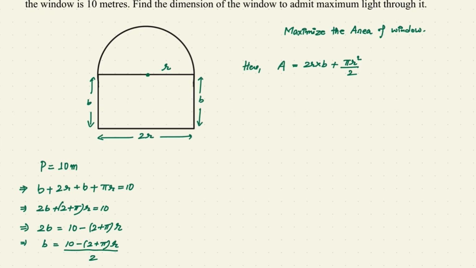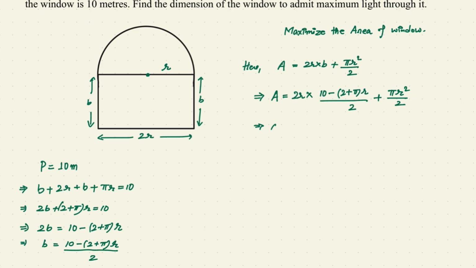So now, as you see, this area depends on the values of r and b. But since there are two variables, we will replace the value of b from here. That's why we got the value of b earlier. So my area will be 2r into (10 minus (2 plus pi) r over 2) plus pi r square by 2.